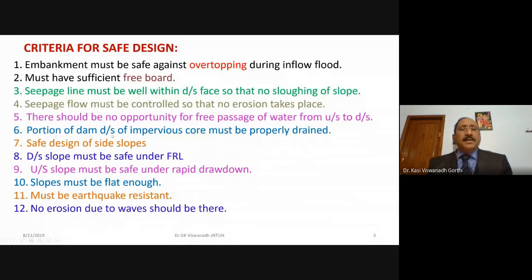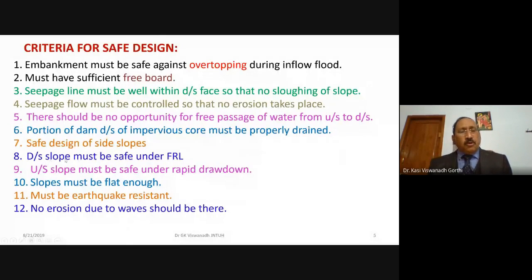The portion of the dam downstream of the impervious core must be properly drained, and the side slopes must also be designed safely. As we have seen, unlike a gravity dam, an earth dam has an upstream slope as well as a downstream slope. That's why the base width is so big compared to gravity dams. So we need to see that the slopes on both the upstream and downstream sides are properly designed, and in any case there should not be any slope failure for the embankment.